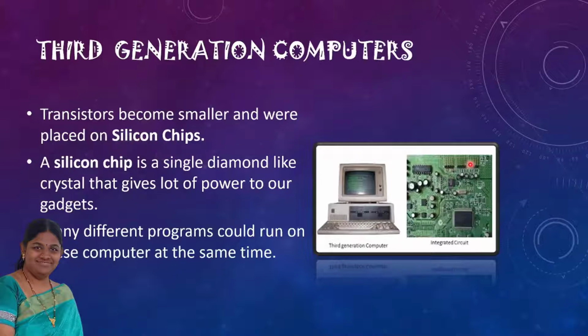This green colored board you can see is called a silicon chip, which gives a lot of power to our gadgets, and many different programs could be run on these computers at the same time. So here transistors, capacitors, everything are interconnected on an integrated circuit.